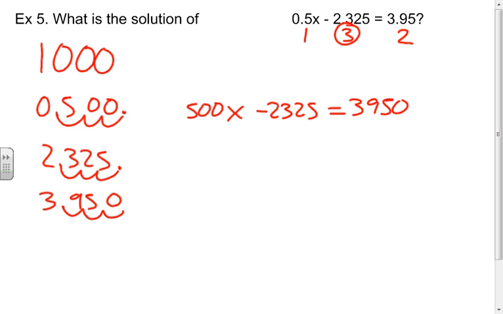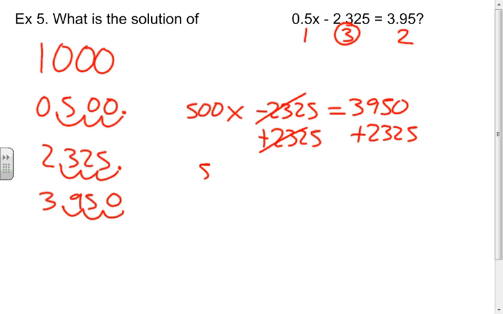We can follow the same steps we have been. X is my variable. It's being multiplied by 500 and subtracted by 2325. We want to get rid of the one that's farther away first. The inverse of subtracting 2325 is adding 2325. Do it to both sides. Subtracting and adding are inverses, so they cancel.